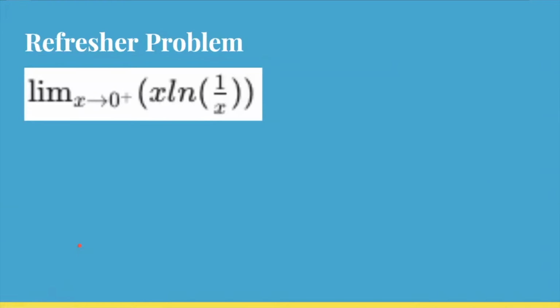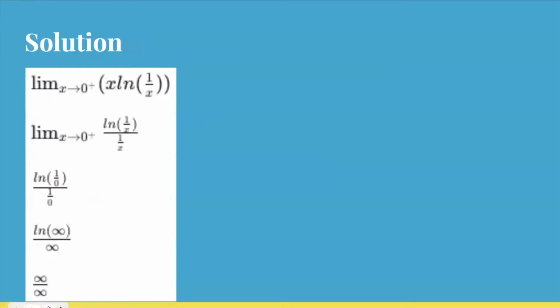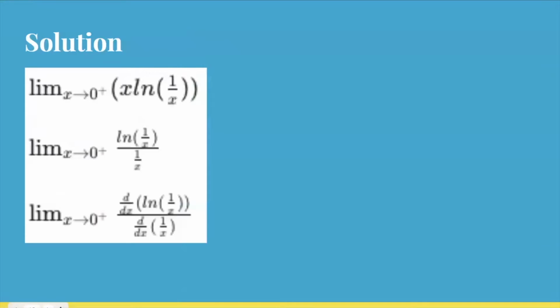Okay, and here's the second refresher problem. To solve this problem, you just turn the times x into divided by 1 over x, and then you plug in 0 for x to verify it's of indeterminate form. In the end, you'll get infinity divided by infinity, which is indeterminate, so you can use L'Hopital's rule here. So this is what we had, and you differentiate both the numerator and the denominator.